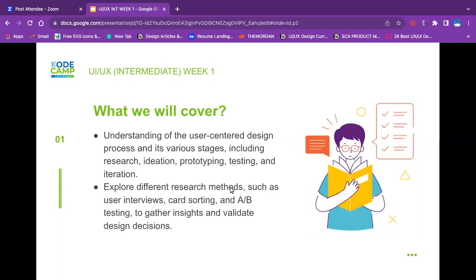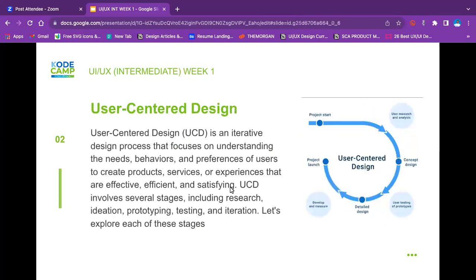Okay, so for today, this is what we are going to be covering. We are going to cover the basics of understanding what user-centered design is. We are going to look at the various stages in user-centered design. We're also going to explore the different research methods, such as interviews, card sorting, A/B testing, and all of that.